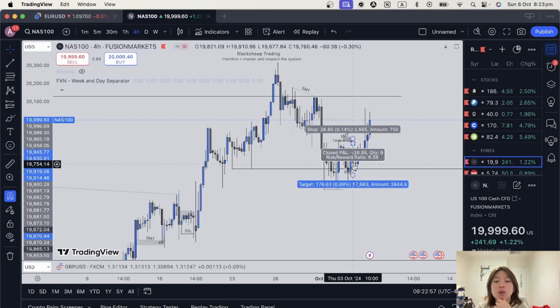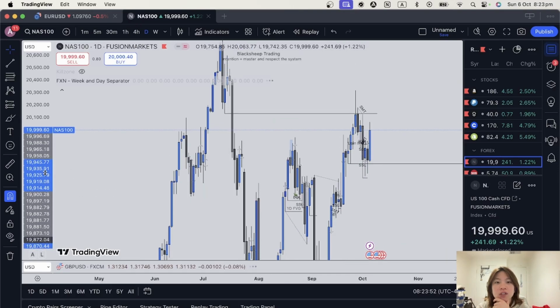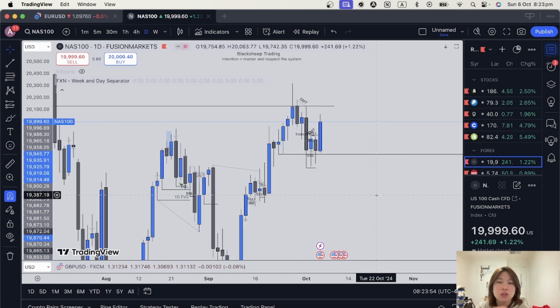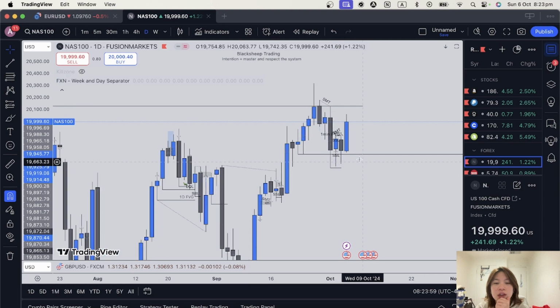Hi guys, so today we're gonna go over Thursday's trade on 3rd of October on NQ. I have the Nasdaq chart over here, but it's usually pretty similar. So basically Thursday was this candle right here, this down candle.